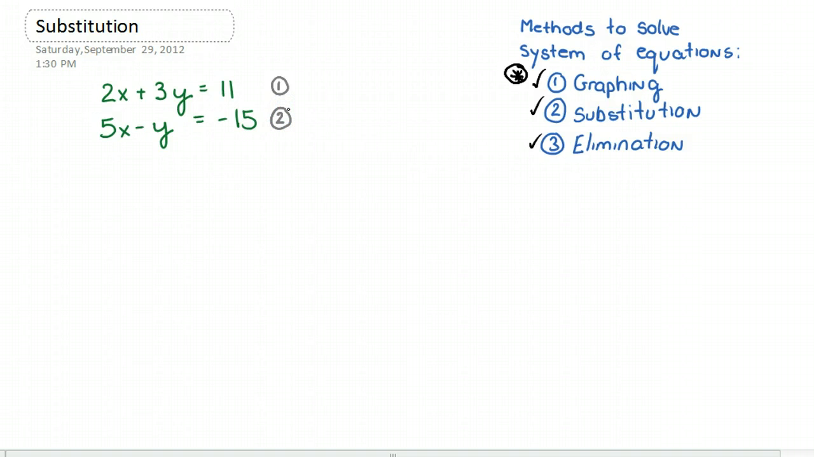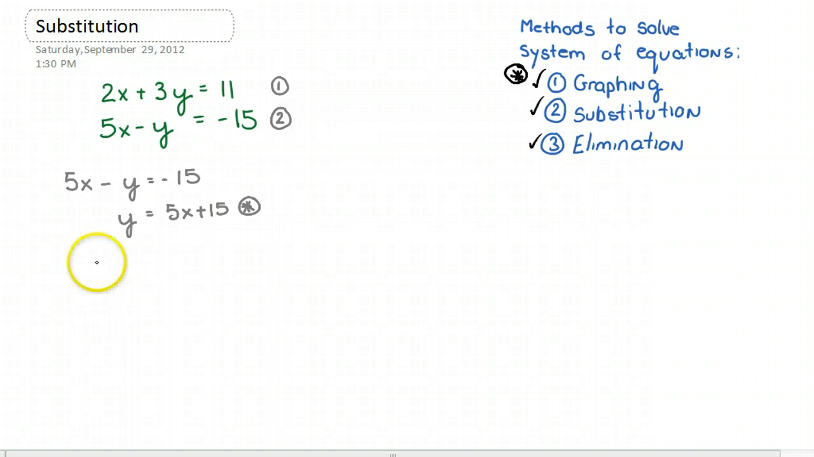So the first thing I'm going to do is take equation 2 and rearrange so that we get y equals. So we have 5x minus y equals negative 15. When I rearrange this, I'm going to get y is equal to 5x plus 15. And I'm going to call this equation star. You could call this equation 3, it doesn't matter. So now, the reason why this is called substitution is because I substitute directly into the other equation. So we're going to sub star into 1.